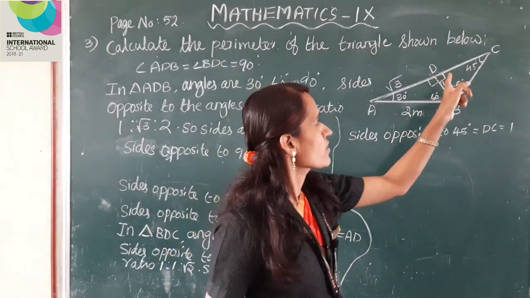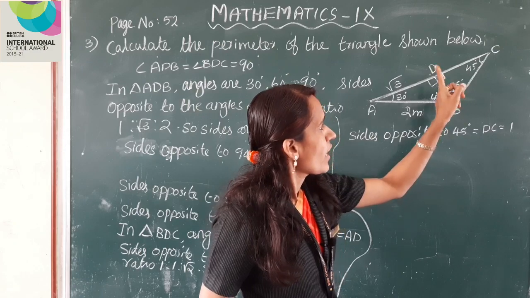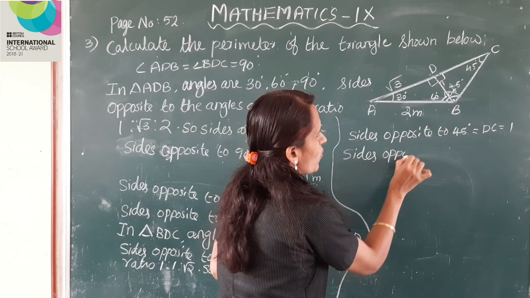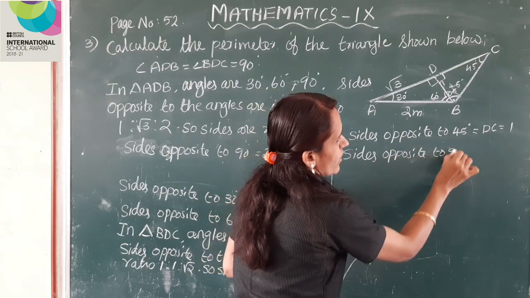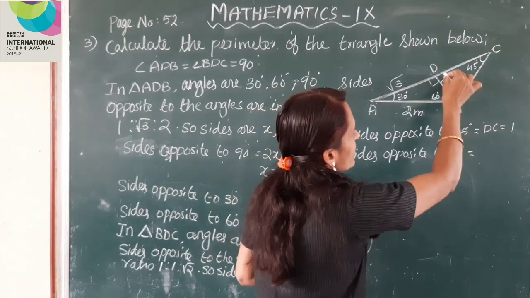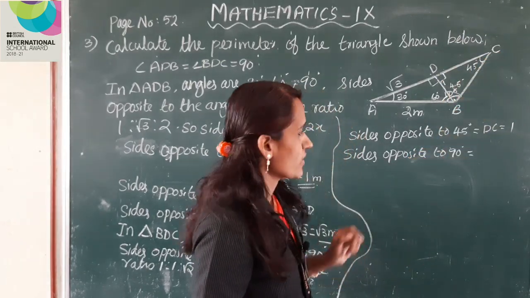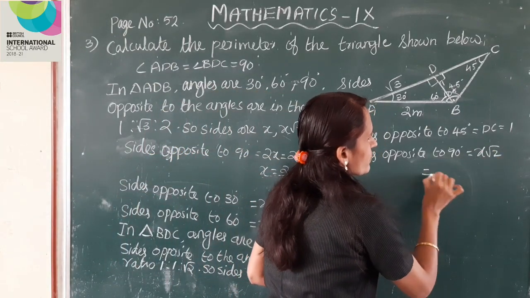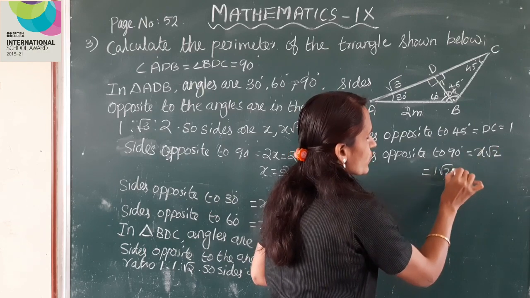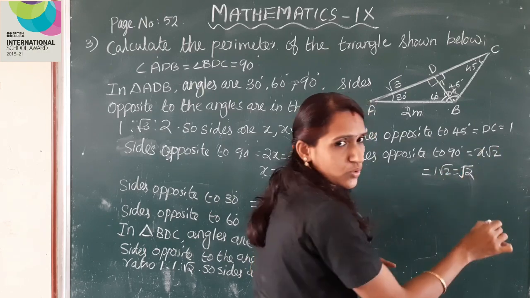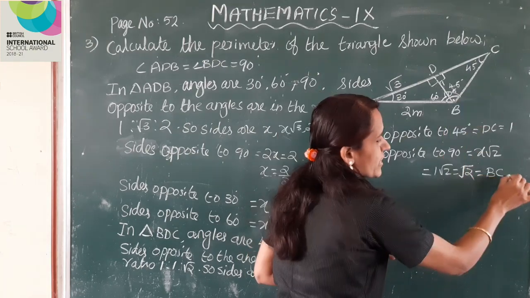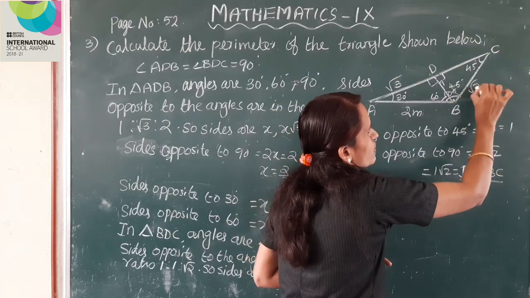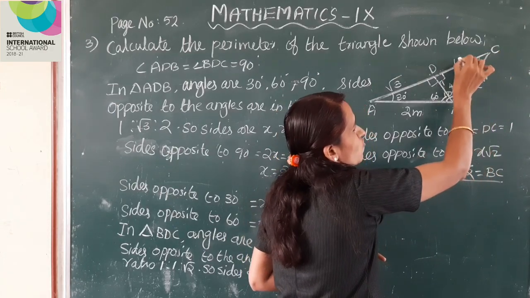Okay, next side opposite to 90 degree is here BC distance, that is x root 2. x root 2 is equal to, here x is 1, root 2 is equal to root 2. This is equal to BC length. So BC is root 2 meter and DC is 1 meter.